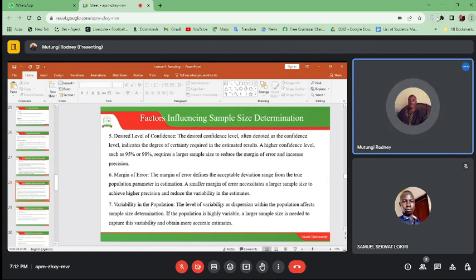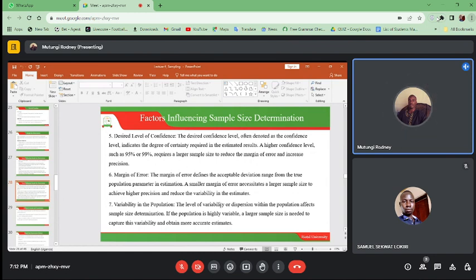The margin of error defines that acceptable deviation range from the true population parameter. Yes, you have got your stunting among these 100 people that formed your sample, and your confidence level is 90%. But what margin of error did you allow in? How is it deviating from the entire or the general population statistic? That is what we are calling this margin of error.